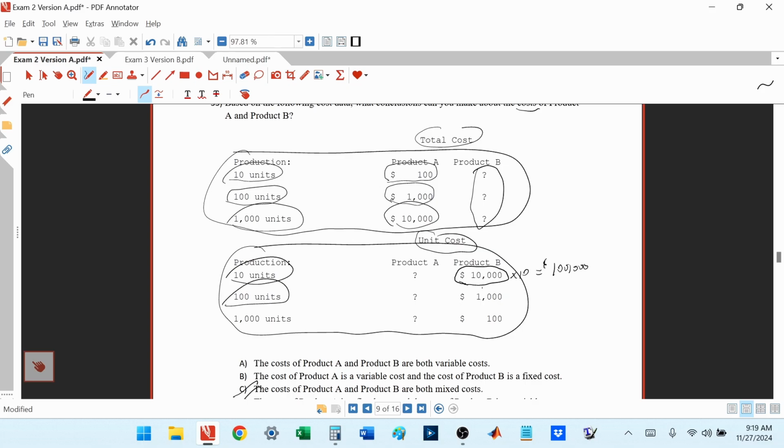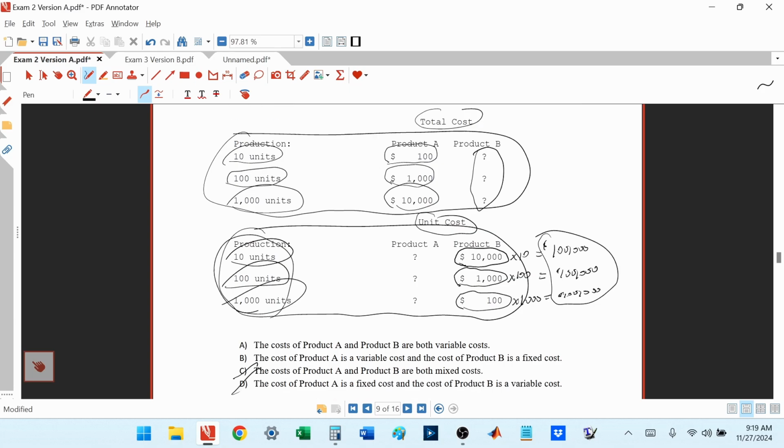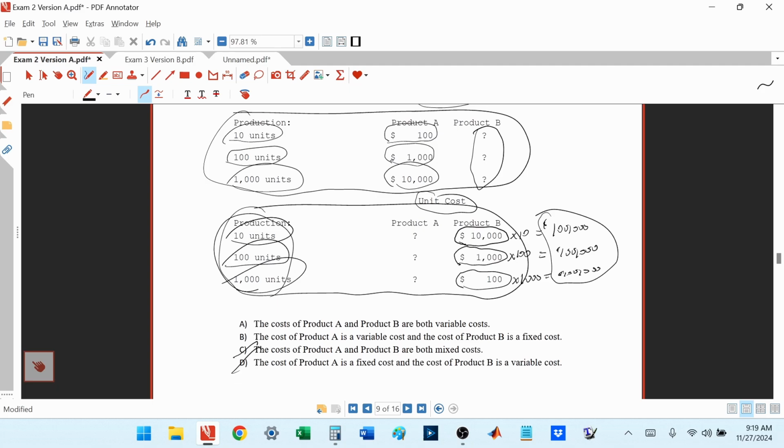When we're making 100 units of B, it costs us $1,000 per unit to make B. So what's the total cost to make B if we're making 100 units? $100,000. And then if we're making 1,000 units of B, our cost per unit is $100. So what's our total cost? Again, $100,000. So it looks like the total costs to make B, regardless of how many units, stays the same. So the total cost to make A is variable, and the total cost to make B is fixed. So that rules that out.